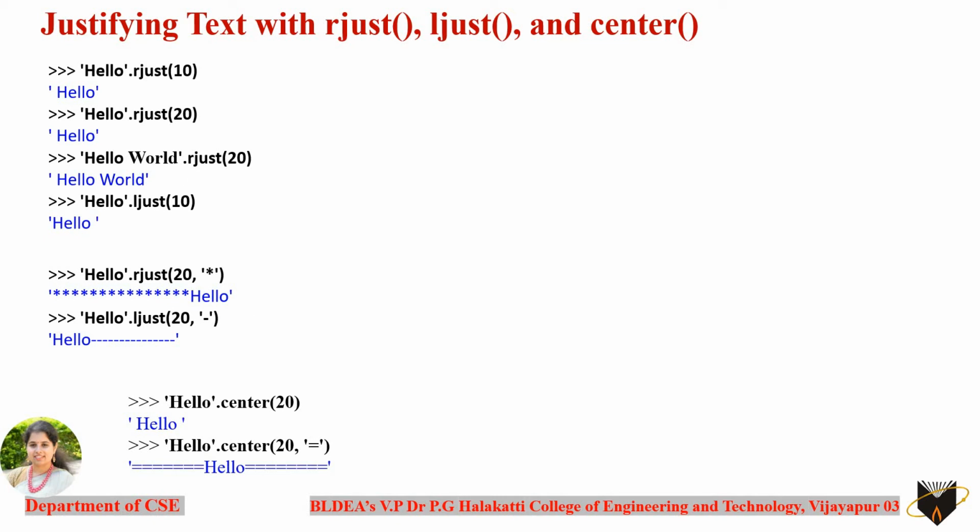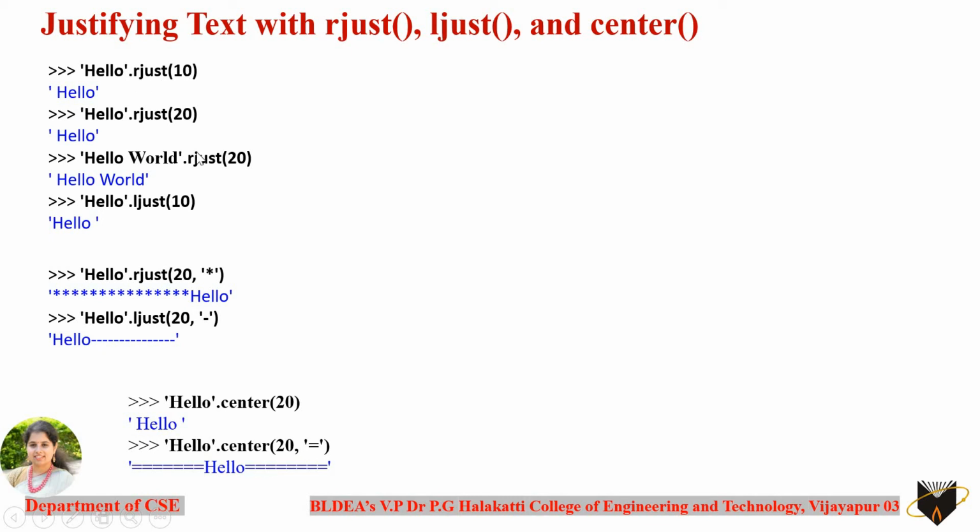The next methods that we are going to discuss are with respect to justification. If you have worked with Word, Microsoft Word or Notepad, you might be well versed with the justification of text there. You may justify the text towards the right, towards the left, or even towards the center. The same way you can do it with strings in Python by using the methods rjust for right side justification, ljust for left side justification, and center for making the string appear in the center.